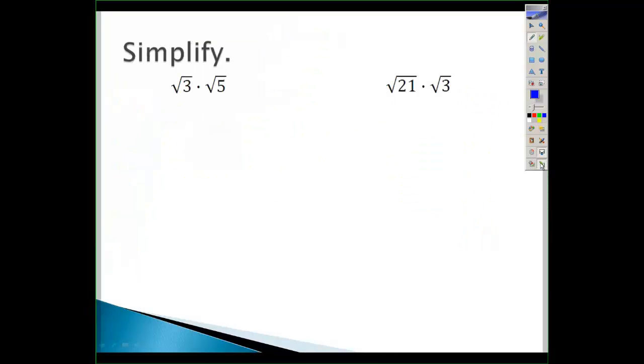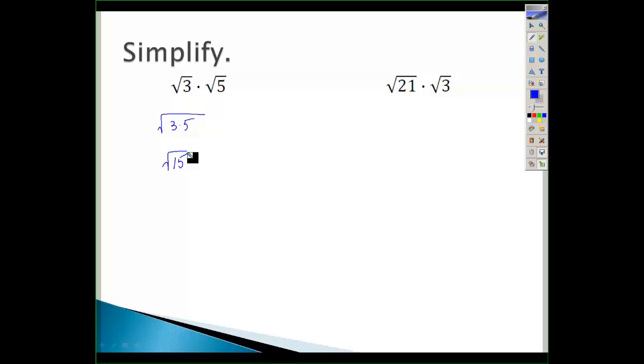All right, now let's talk about that multiplication property we talked about earlier. What it says is you can multiply square roots together and put both of the numbers under the same square root. If that doesn't make sense, what this really means is the square root of 3 times 5, which is really just the square root of 15. So the square root of 3 times the square root of 5 is just the square root of 15.